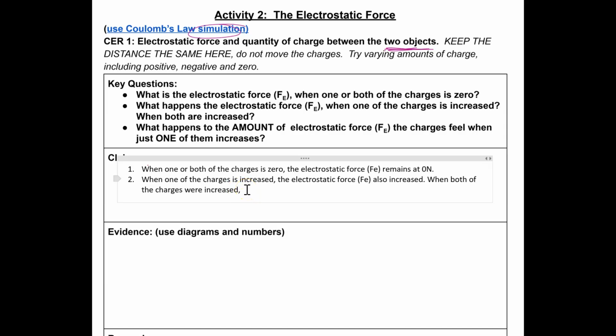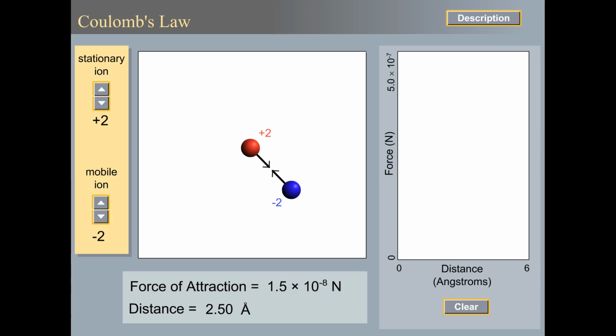All right, so we're going to go ahead and type that in. When both of the charges were increased, the electrostatic force also increased. And now we're going to answer the third one, which is what happens to the amount of electrostatic force the charges feel when just one of them increases. All right, so we'll take this number, 1.5 times 10 to the -8th. We will increase the stationary ion, and we see that the number is also increased.